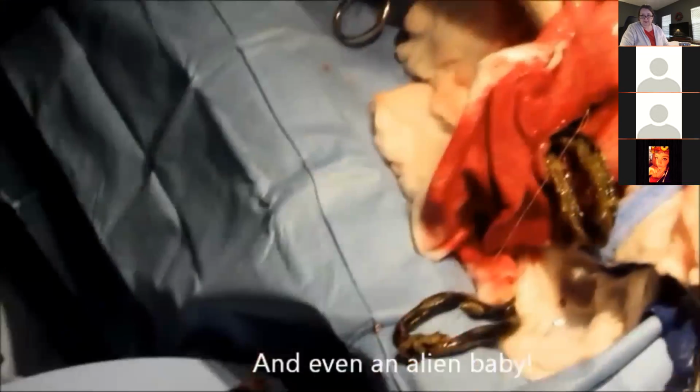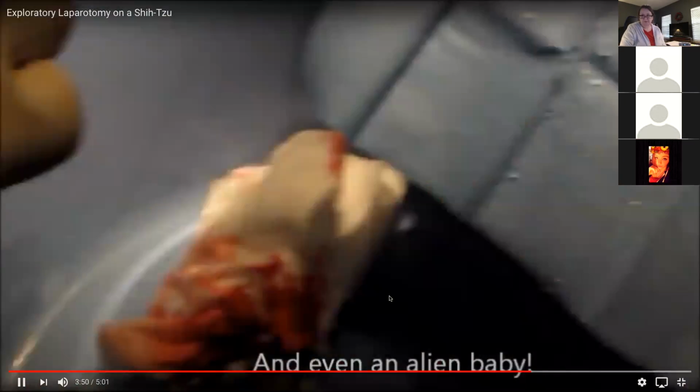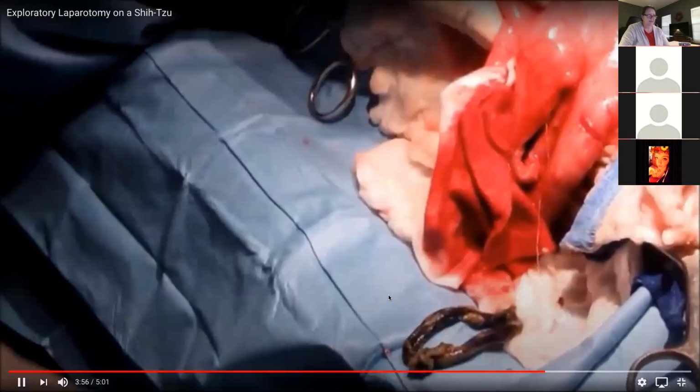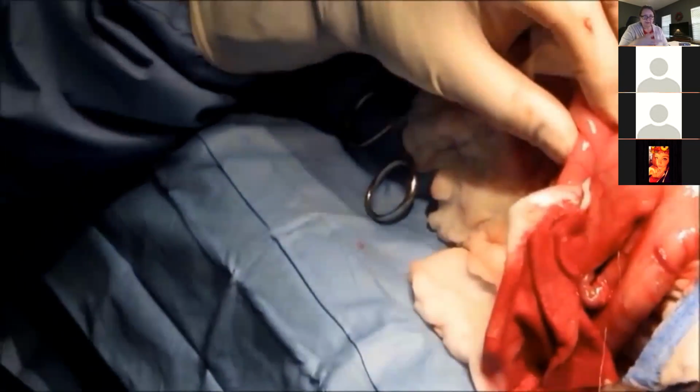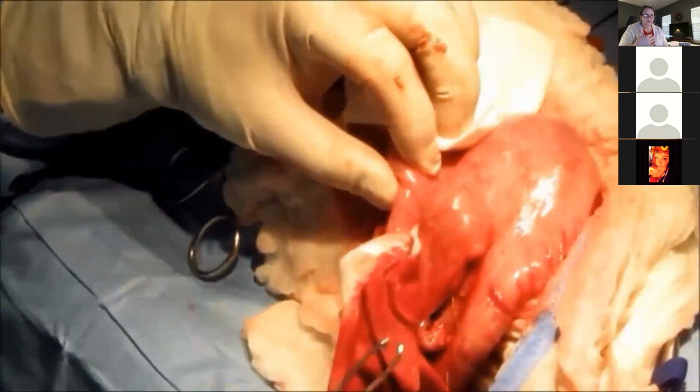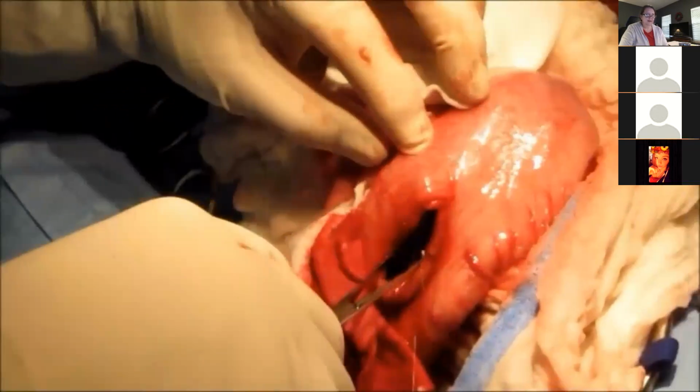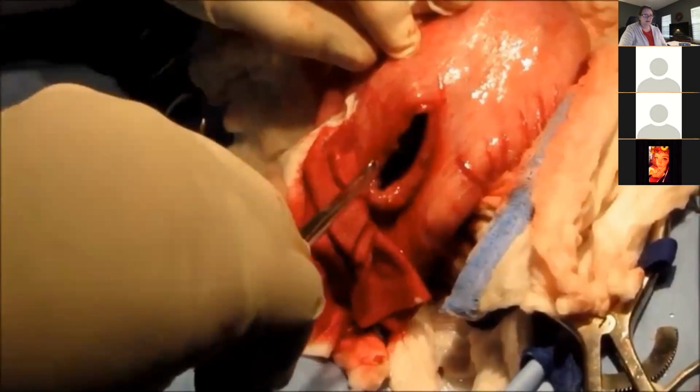Alien baby. The guy calls it an alien baby. We don't even know what that is. He's just like, oh my gosh, more ponytails. So this dog has probably been eating this stuff. Yeah, Madison, I 100% agree with you.